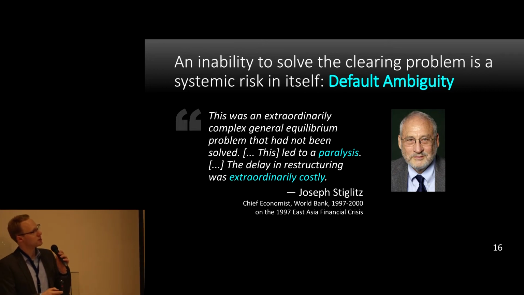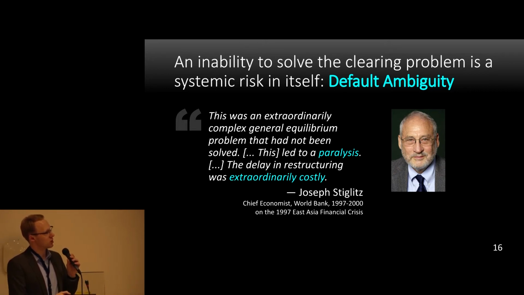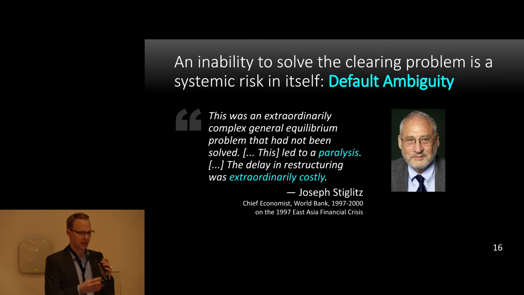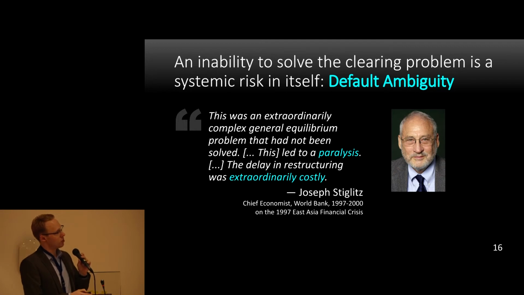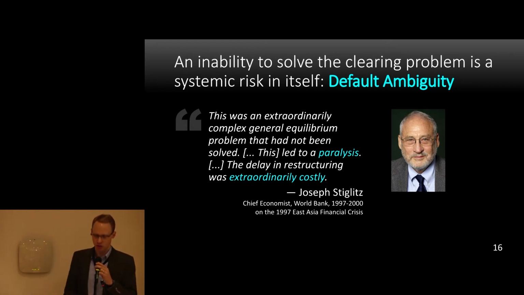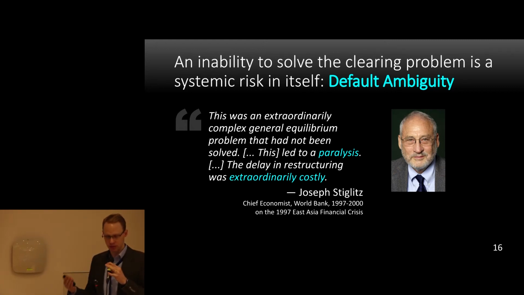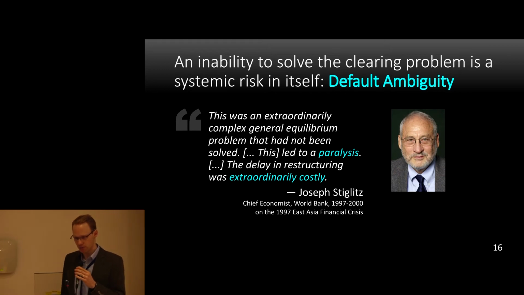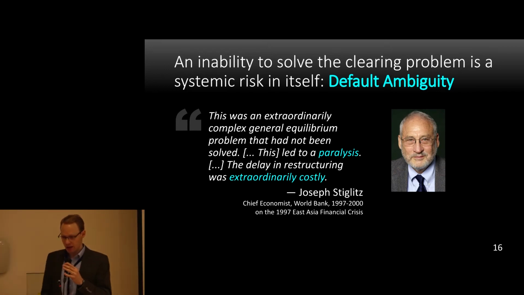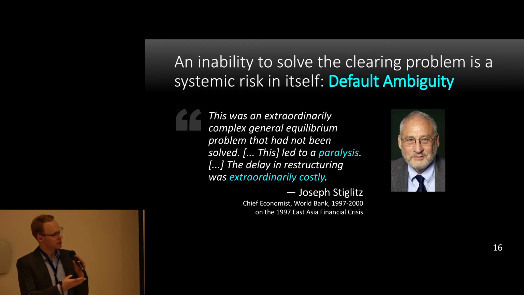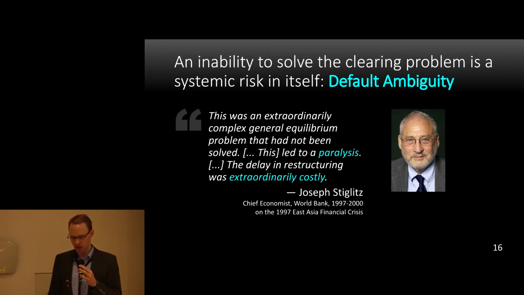This was an extraordinarily complex general equilibrium problem, and it actually, in the context of what he's saying, is very similar to the clearing problem. That had not been solved. This led to a paralysis, and the delay in restructuring was extraordinarily costly. So not being able to solve the clearing problem seems to cause actual economic damage. Fortunately, the reason Stiglitz couldn't solve the clearing problem was that he was just too early.